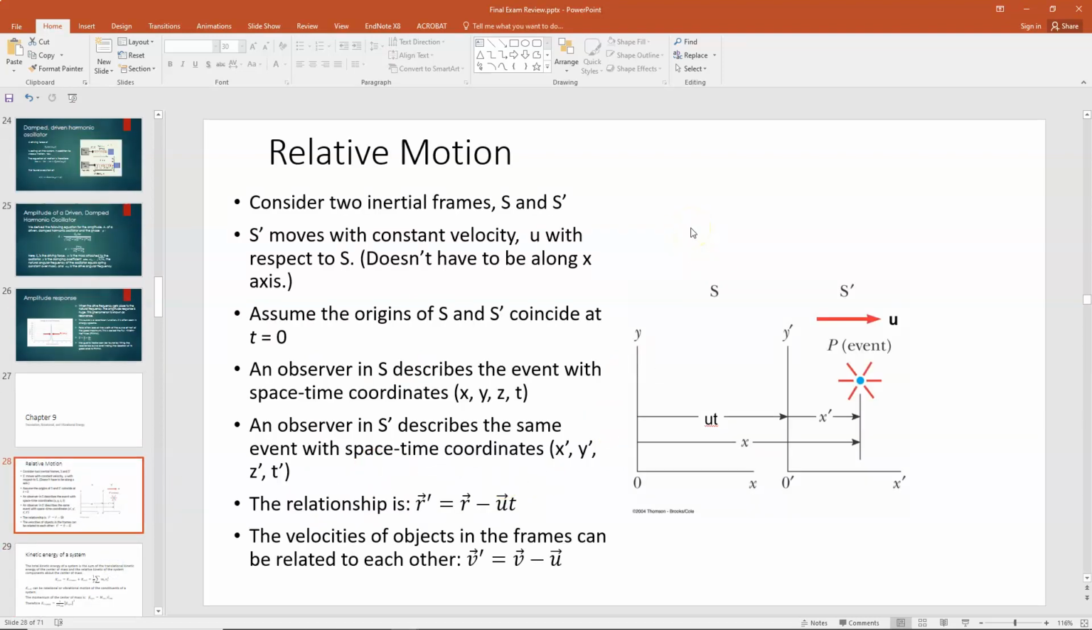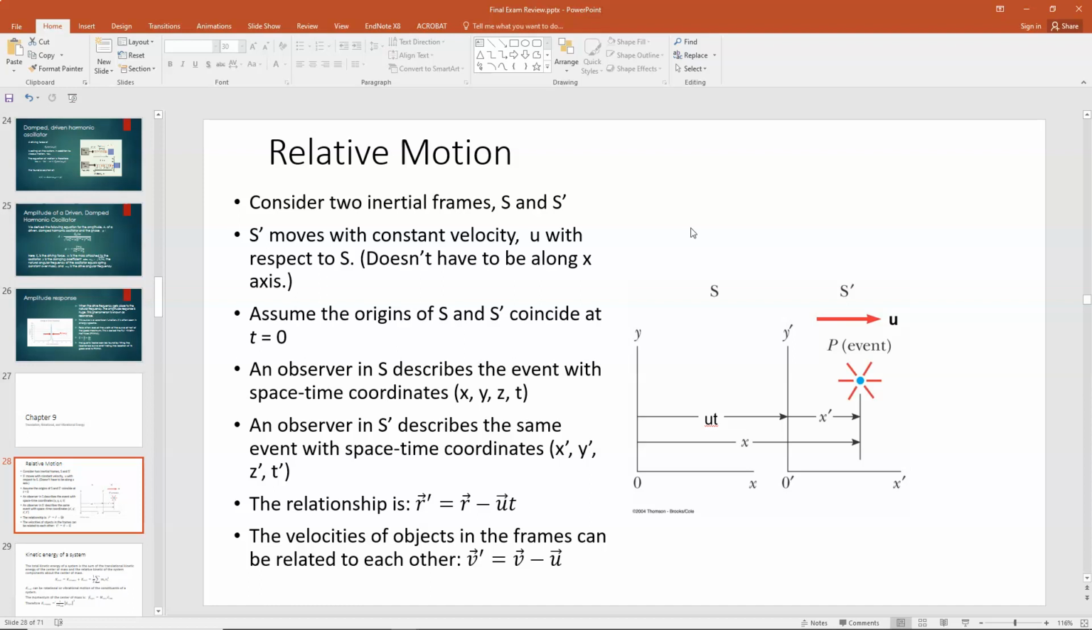So first of all, we talked about relative motion by discussing Galilean relativity. So you have two inertial frames. The inertial frames mean non-accelerating, and those are described by S and S prime. S prime is the moving frame. It moves with constant velocity u with respect to S. It doesn't have to be along the x-axis, but remember you can rotate your coordinate systems however you like if you're setting up the problem.